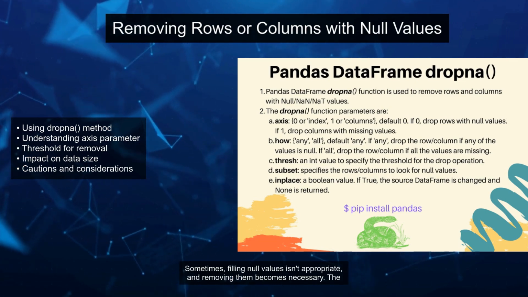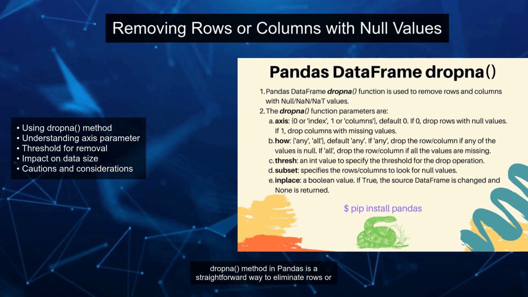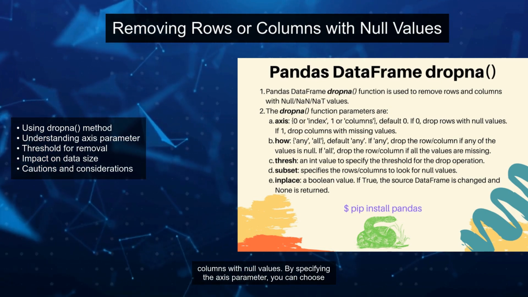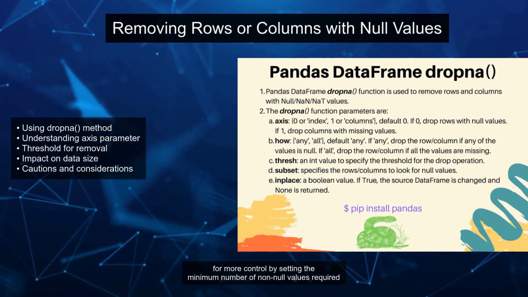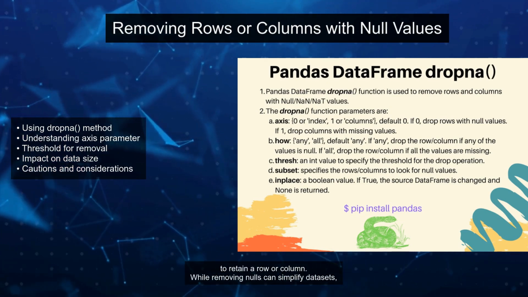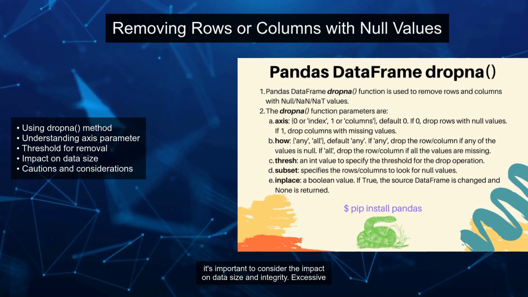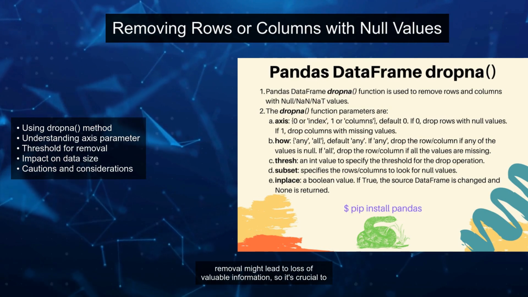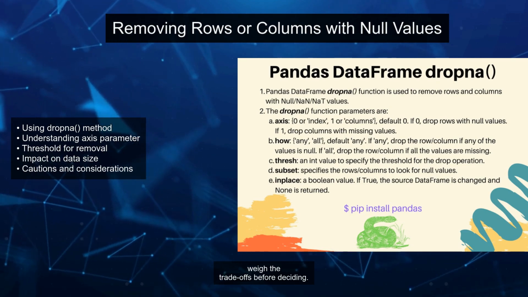Sometimes, filling null values isn't appropriate, and removing them becomes necessary. The dropna method in Pandas is a straightforward way to eliminate rows or columns with null values. By specifying the axis parameter, you can choose to drop rows, axis equals 0, or columns, axis equals 1. Additionally, the thresh parameter allows for more control by setting the minimum number of non-null values required to retain a row or column. While removing nulls can simplify datasets, it's important to consider the impact on data size and integrity. Excessive removal might lead to loss of valuable information, so it's crucial to weigh the trade-offs before deciding.